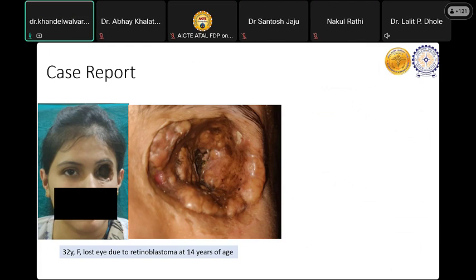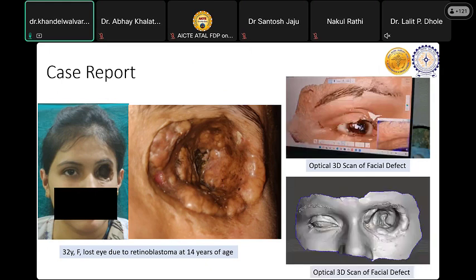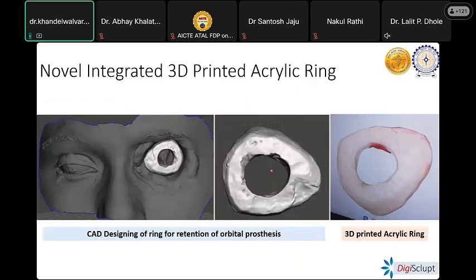So we did the scanning of the defect. This is a video where in the upper right corner you can see the facial defect is scanned, and the optical 3D scan of the facial defect is generated. Then for the retention part, we pointed out the strategic undercuts inside this defect, and then tried to accommodate that defect using a 3D printed acrylic ring.